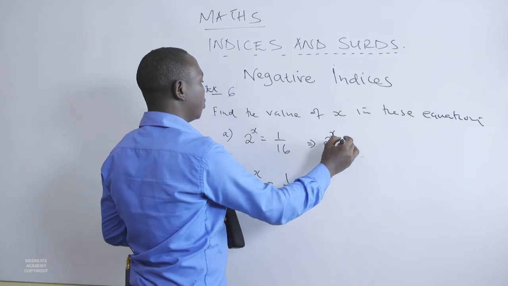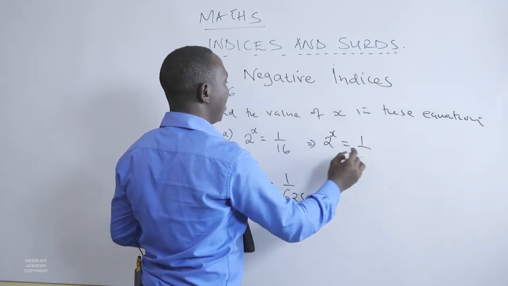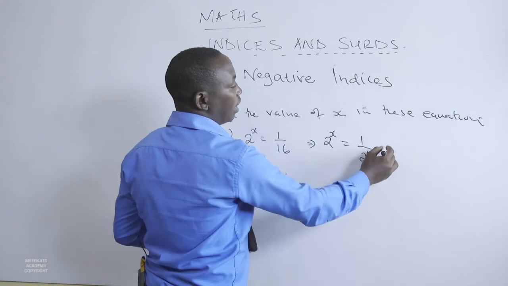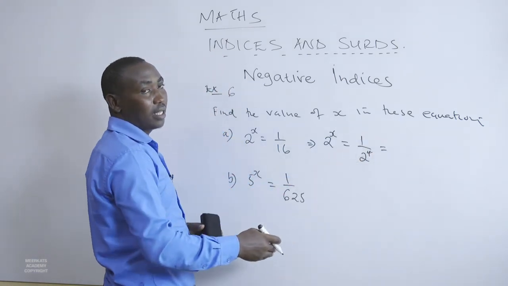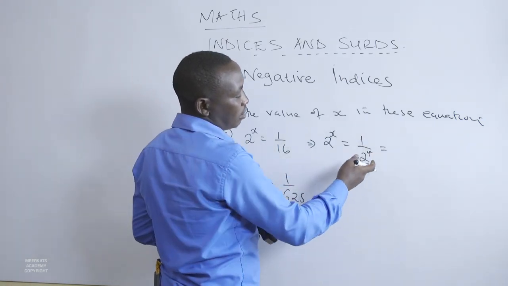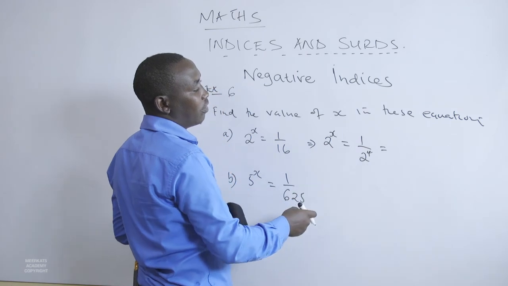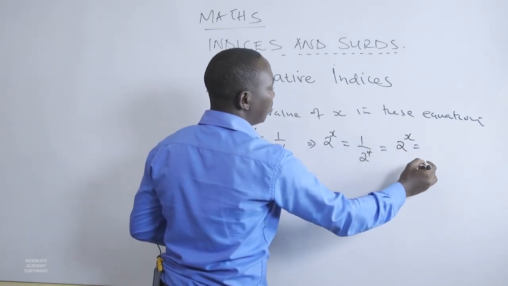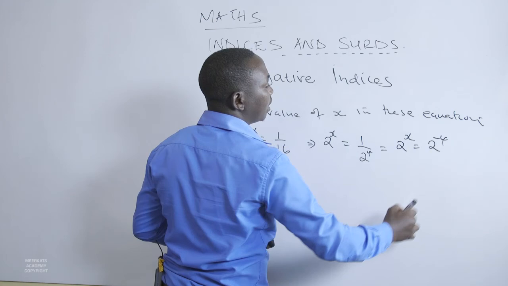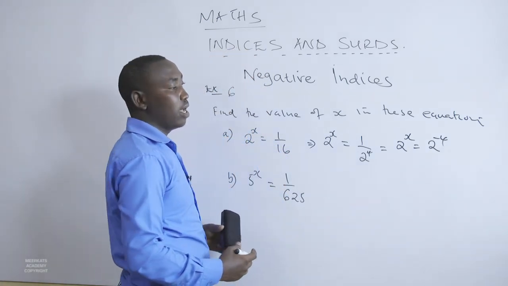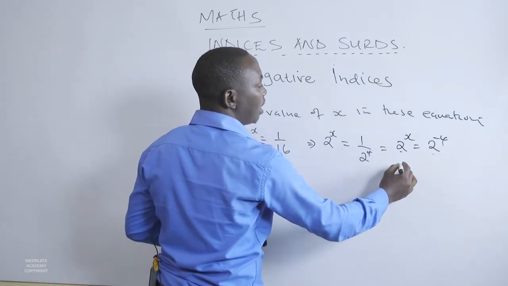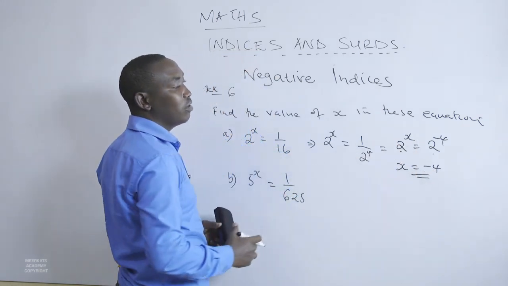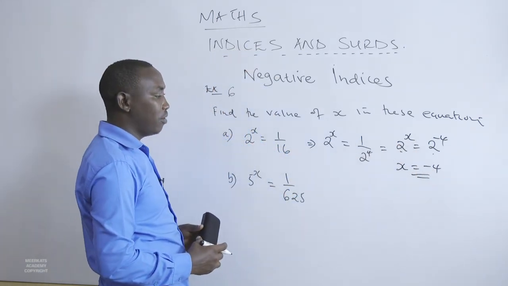So this will give us 2 raised to x is equal to 1 over 16, as a factor of 2 is 2 raised to 4. Then we rewrite this as a negative index so that we take it to the numerator, or we find its reciprocal. This will be 2 raised to negative 4. Now whenever the bases are the same, then we can equate the powers, and this will tell us that the value of x is negative 4.